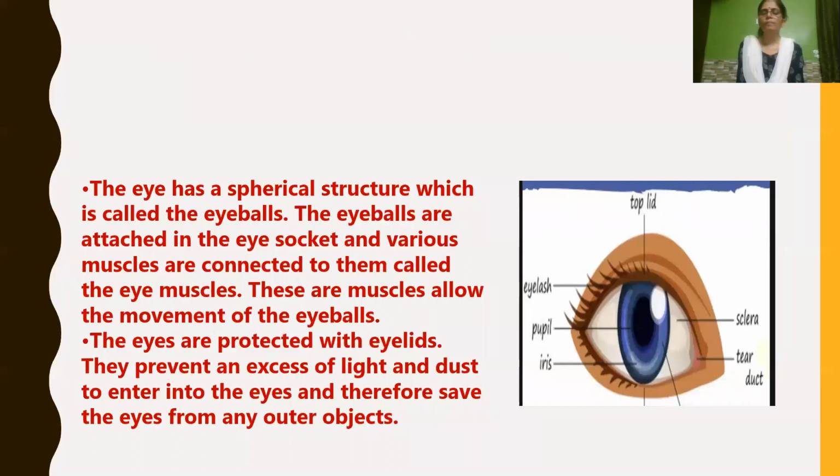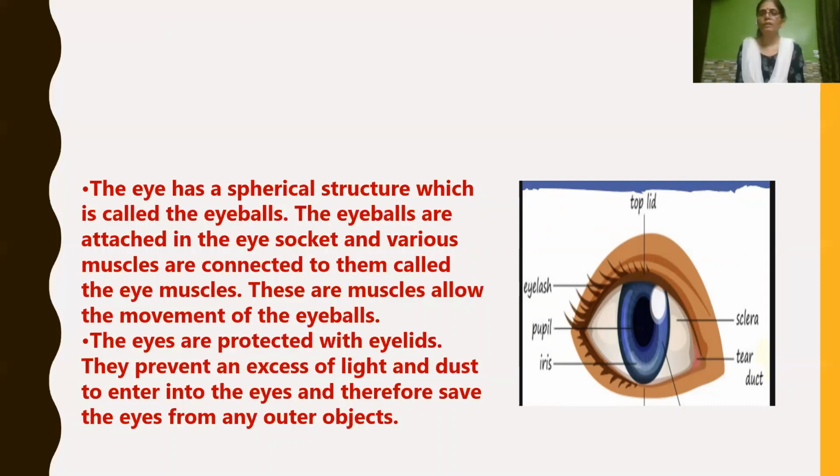If you see the eye, it usually has a spherical structure, which we call the eyeball. The eyeballs are attached in the eye socket, and various muscles are connected to them. Those muscles are called eye muscles. As we have learned, contraction and relaxation of muscles make us move. Isn't it the same way? The eye muscles allow the movement of eyeballs. We can rotate our eyes, isn't it? So the movement of the eyeball is due to the eye muscles.